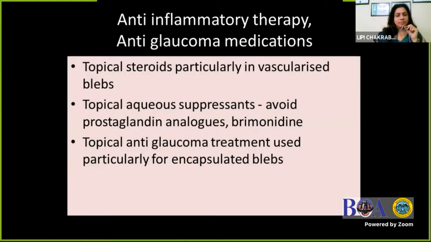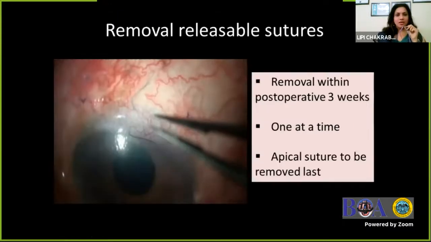Anti-inflammatory therapy, particularly topical steroids in vascularized blebs, strong steroids like prednisolone, the frequency can be increased. Anti-glaucoma medications can be restarted. Topical aqueous suppressants are preferred. We need to avoid prostaglandin analogs and allergy-causing drugs like brimonidine. This is particularly suitable for encapsulated Tenon cysts.